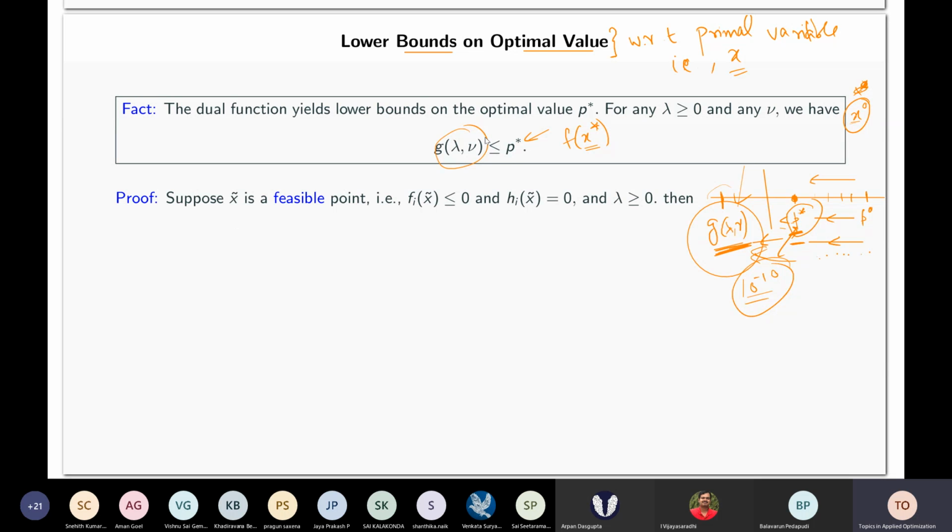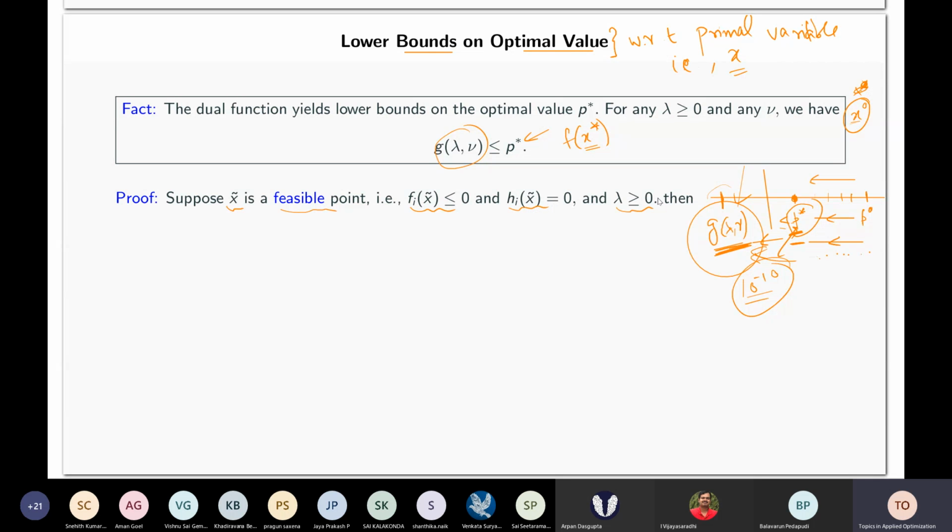So how do we prove this result? Why should the dual function be a lower bound of this? Okay, so let us now prove this. Suppose some x tilde is a feasible point, and we know that a feasible point is a point where the inequality constraint is satisfied. That is, f_i of x tilde must be less than or equal to 0, and the equality constraint must also be satisfied.